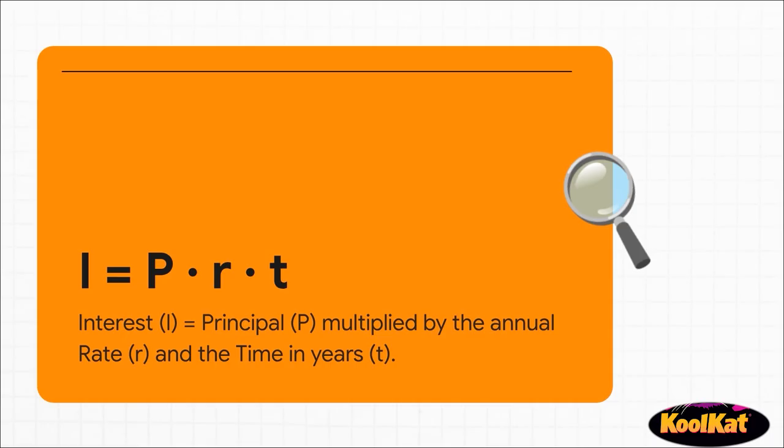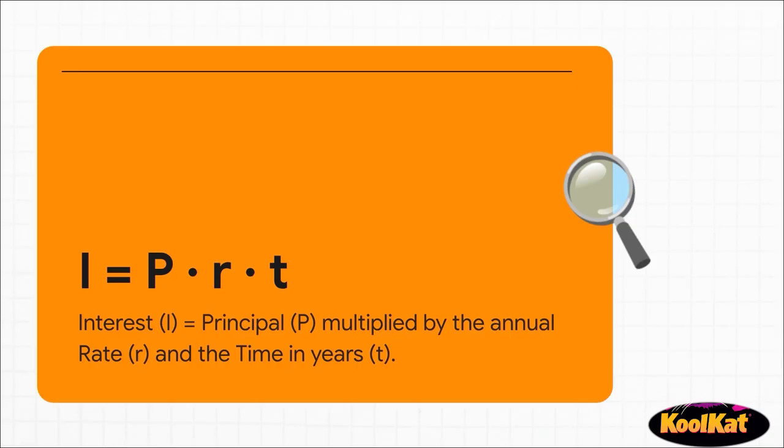Let's break that down real quick. I is the interest, the extra cash earned or paid. P is the principal, which is just your starting amount. R is the annual interest rate, and T is the time. Now this is important. T is always in years. That's it. Interest equals principal times rate times time.